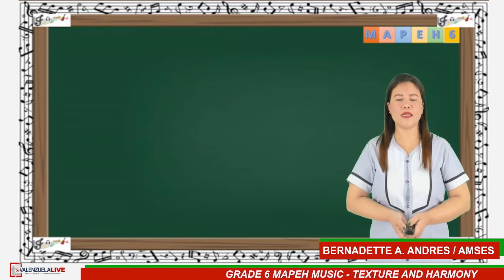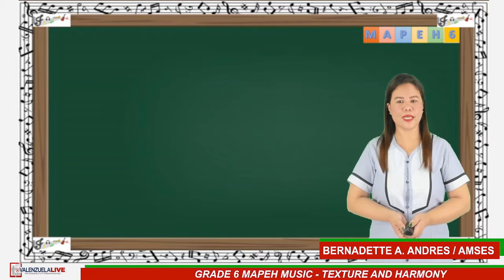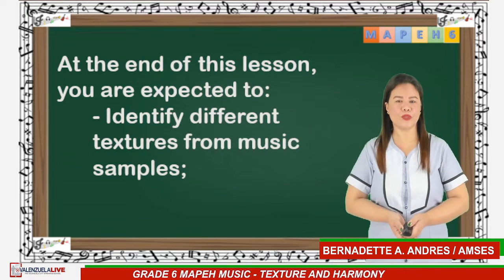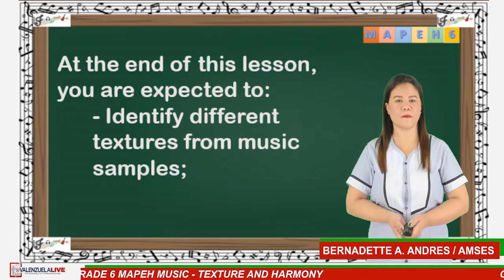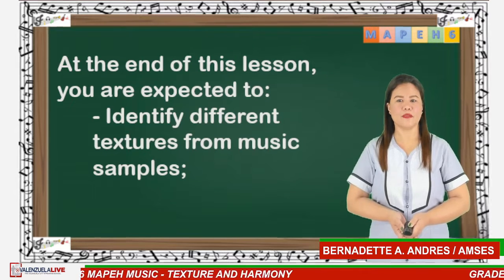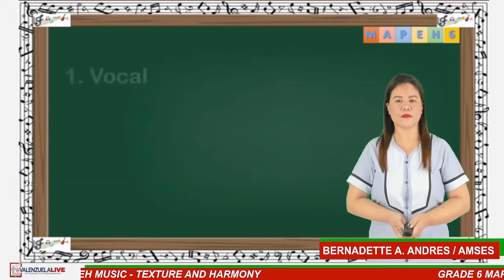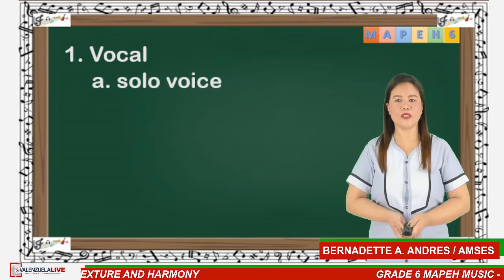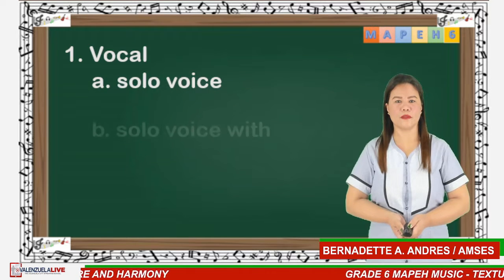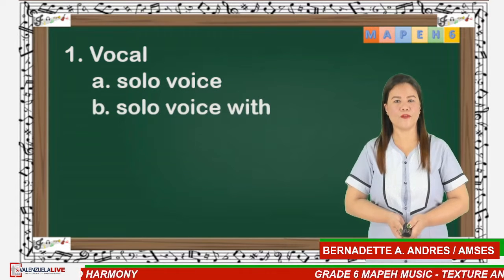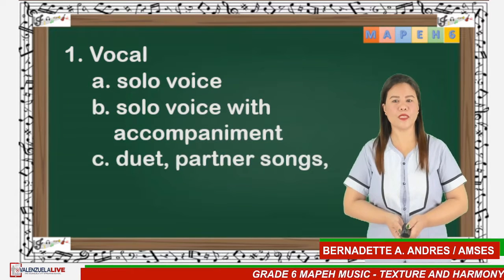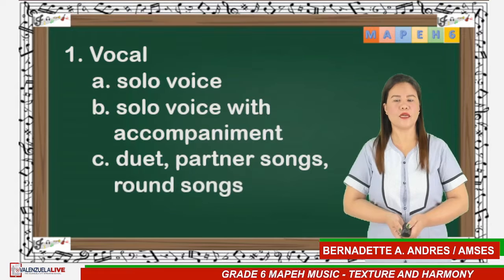To begin, let me clarify the purpose of today's lesson. At the end of the lesson, you are expected to identify the different textures from music samples. Number 1, vocal. Letter A, solo voice. B, solo voice with accompaniment. C, duet, partner songs, round songs.